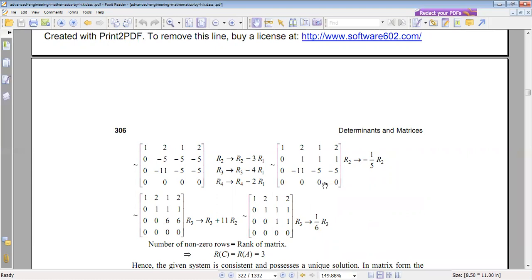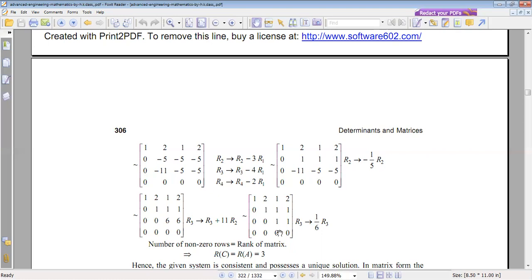Clear? Now by using this one, we can easily make this equal to 0. How can we make this equal to 0? Row 3 tends to row 3 plus 11 row 2. So what you got? 0 plus 0, 0. Minus 11 plus 11 into 1, that means plus 11, which is also equal to 0. Again, minus 5 plus 11 is equal to 6, and minus 5 plus 11 is also 6. Now we can divide this third row by 6. So you got this one.